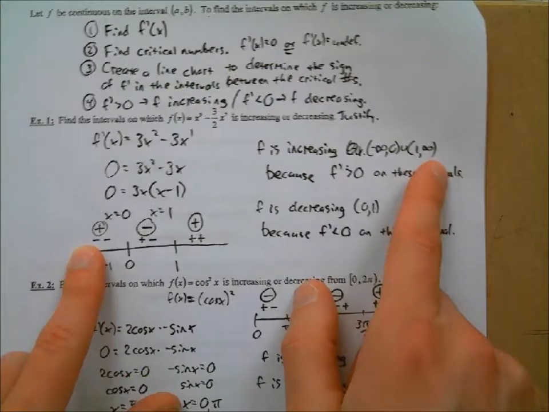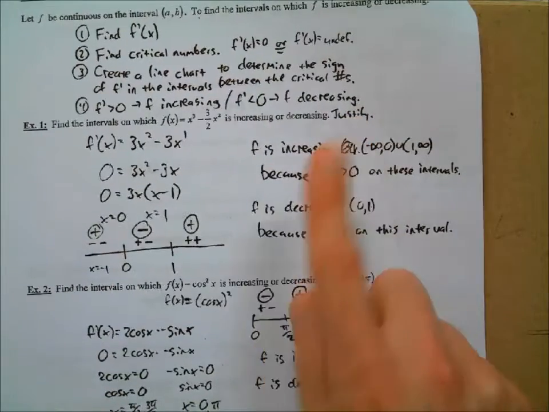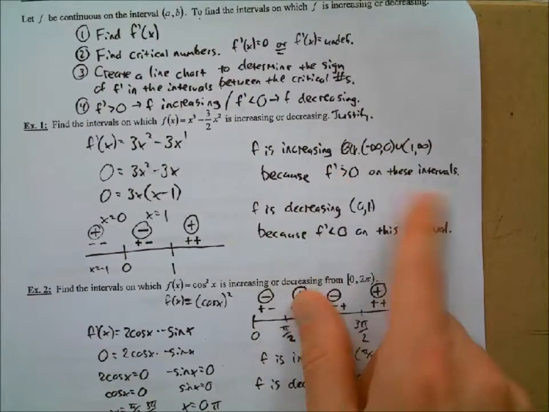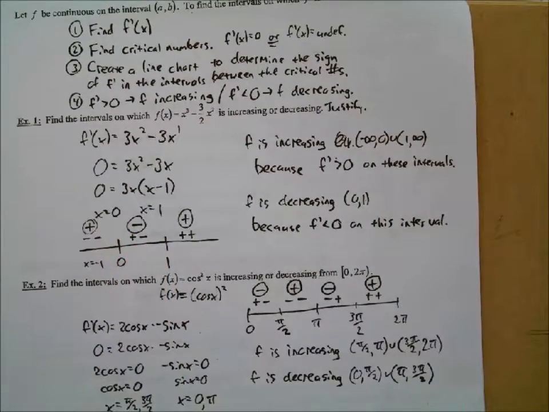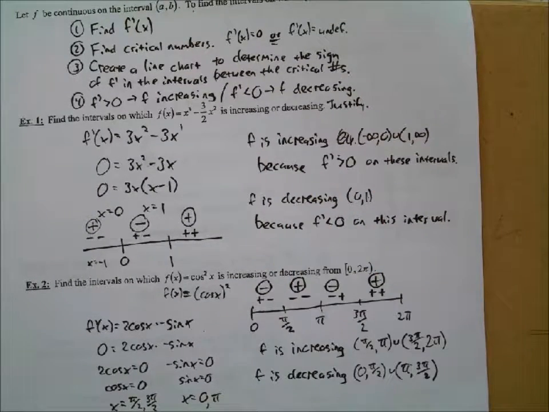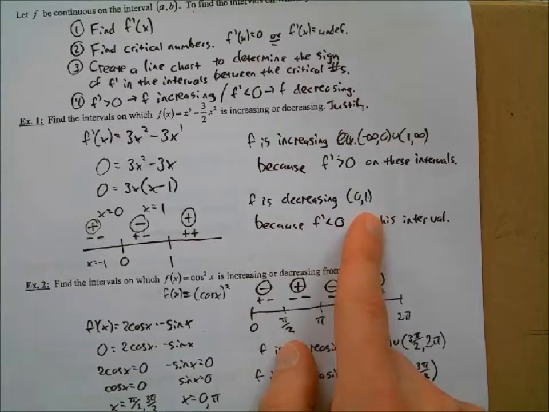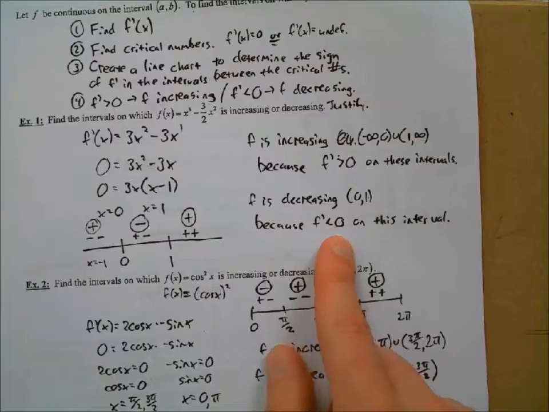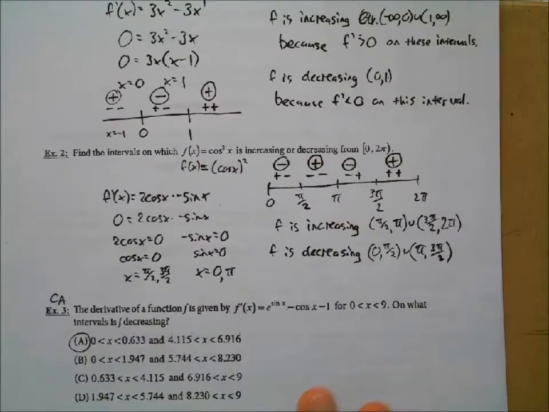What's the justification? I added the justify in there because we can also justify. Because f prime is greater than 0 on these intervals. You may not just say, refer to the chart, okay, for your justification. You need to write, because f prime is greater than 0, to justify that f is increasing here. Okay? F is decreasing on the interval from 0 to 1, because f prime is less than 0 on this interval.